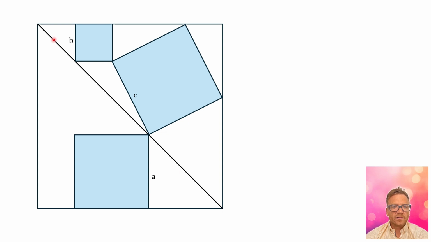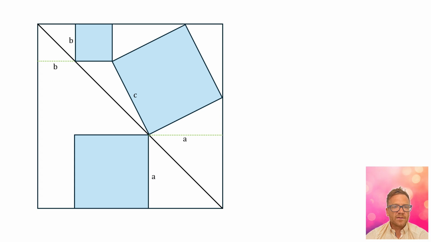Having a look at this diagonal line, it goes through this vertex over here. That means that what we have is an isosceles triangle because this angle and this angle are 45 degrees. That means that this side here is A, and if I draw a horizontal line here, that will be A as well, and the same would be true for B over here.